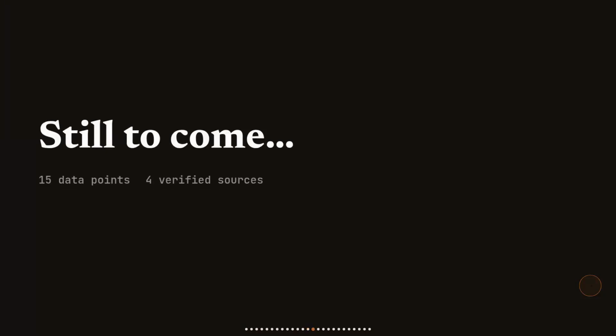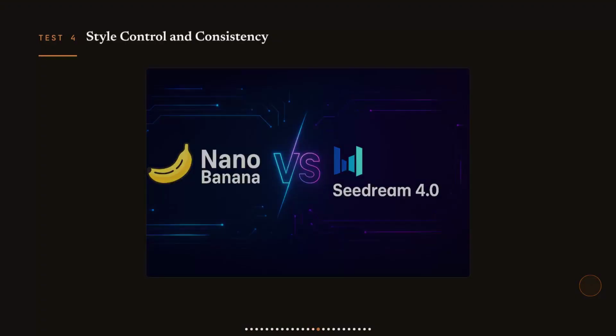Alright, so we've got a tied scoreboard and 2 tests still to go. Style control and platform availability. Style control is the one that could actually separate these models for creative workflows, because if Seedream holds art styles better from a reference image, that changes the whole conversation about which model you reach for when the brief gets specific. Stay sharp. Test 4.